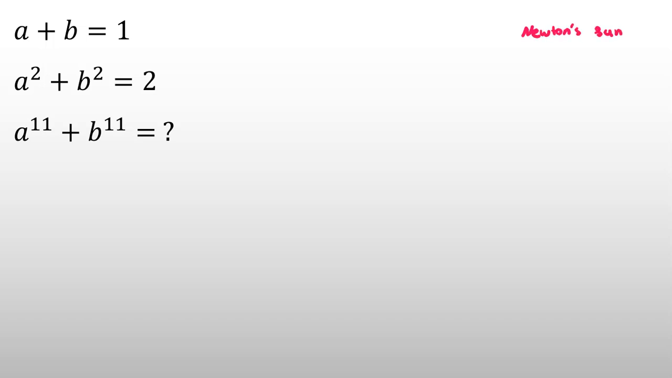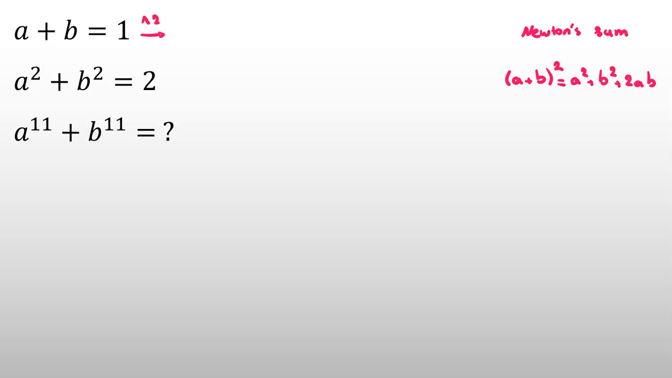But if you don't know this, it's not important. I will explain with basic things so that you will understand. First thing, I want to use the identity that (a plus b) squared is a squared plus b squared plus 2ab.